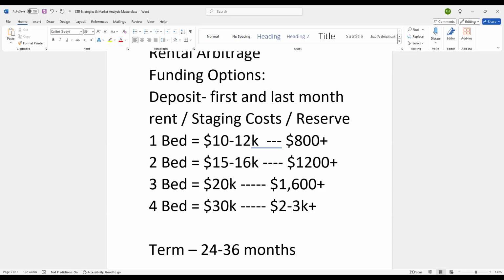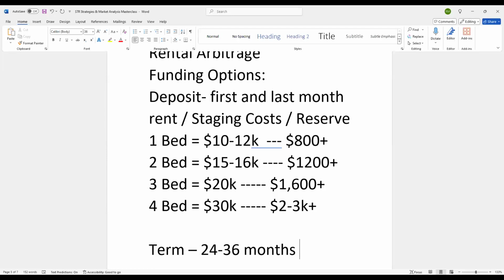Now, obviously, your initial term of 24 to 36 still has a renewable option like other leases do. But what it does is it locks you into that fixed monthly expense for that 24 to 36 month period. A lot of landlords like that stability. So that's another carrot that you can wave when you're talking to landlords about rental arbitrage.